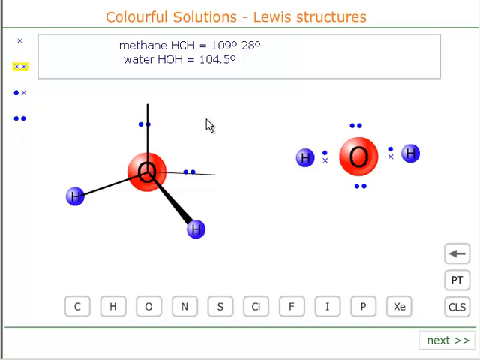So even though when it's drawn out in 2 dimensions the water molecule looks to be linear, when we consider it in 3 dimensions we can see quite clearly that the molecule is going to be tetrahedral electronically, and the molecular shape is bent.